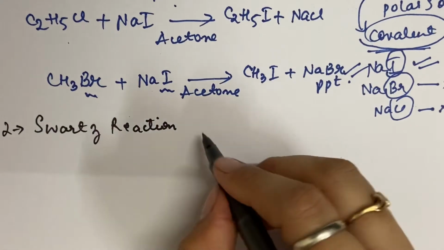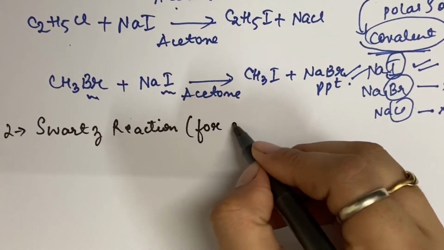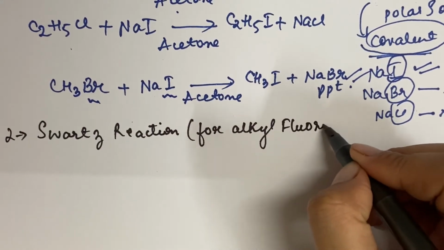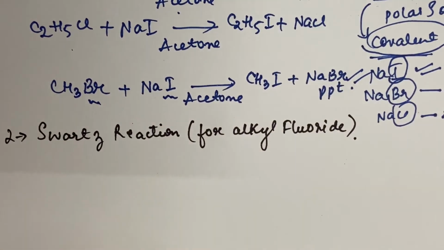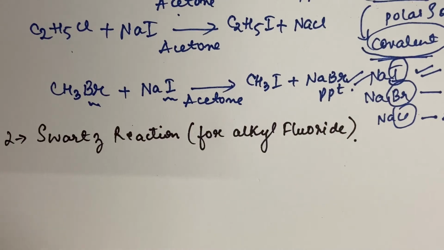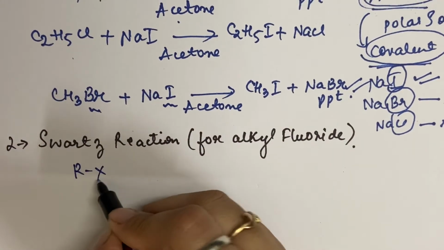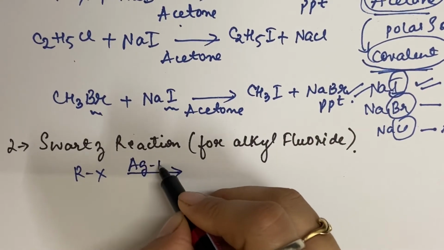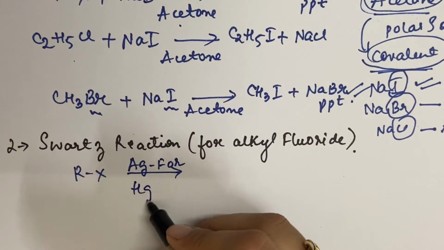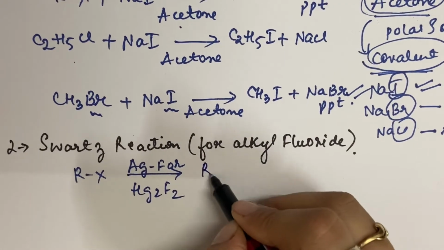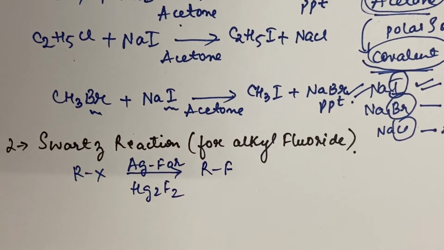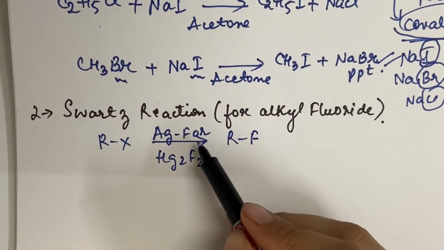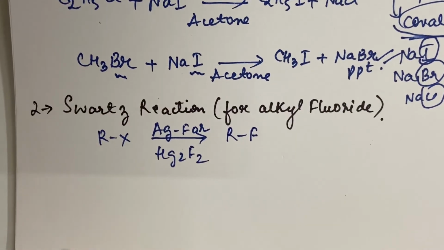Schwarz reaction is only for the preparation of alkyl fluorides. Okay, so the general reaction is this. You have RX, which is reacting in the presence of AgF, or you can take Hg2F2 also. It will give you the product which is RF. So you can just learn these two reagents which are helpful in the formation of fluoride.